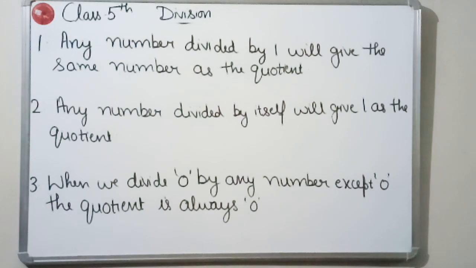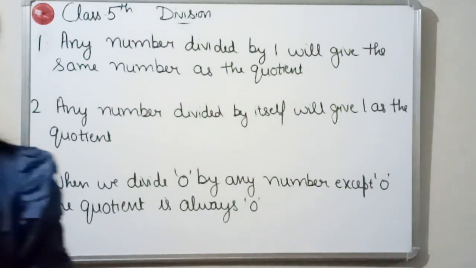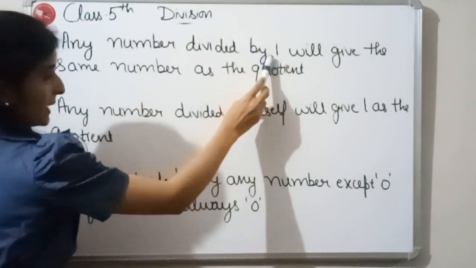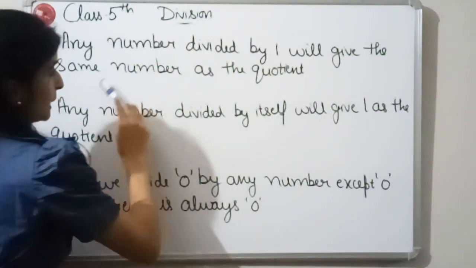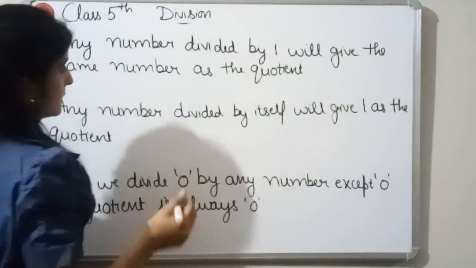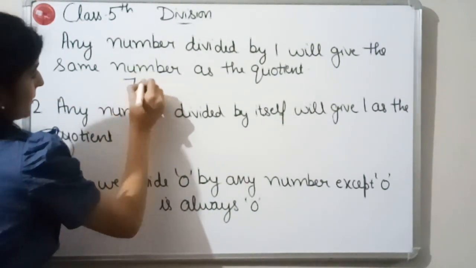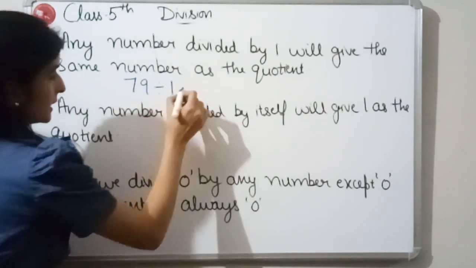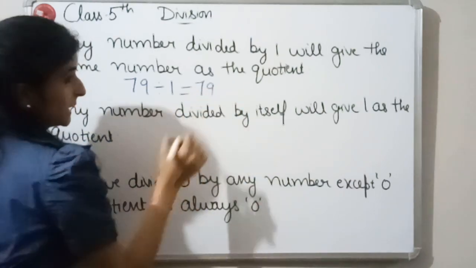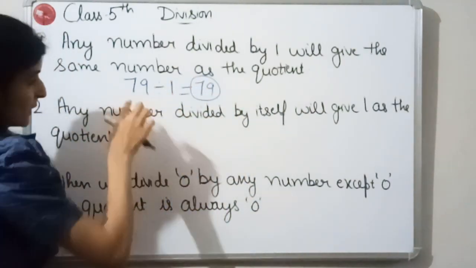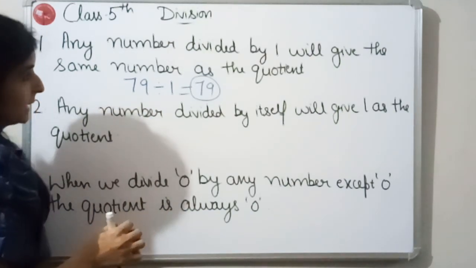Now the next one is properties of division. So the first property is any number divided by 1 will give the same number as the quotient. So let us take some examples. Suppose I am taking this 79. So 79 divided by 1 will be equal to 79. So we have got the quotient same, which is equal to the dividend.